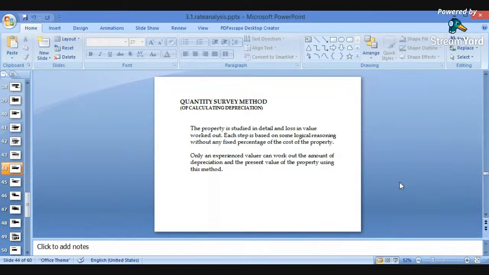Again, important is the quantity survey method. The property is studied in detail and the loss in value is worked out. Each step is based on some logical reasoning. So without any fixed percentage of the cost of the property, by logical reasoning, calculations and surveys, we can find out the cost of the building. Depreciation calculations may be done depending upon the quantity survey of the buildings. So this method is also used for depreciation.